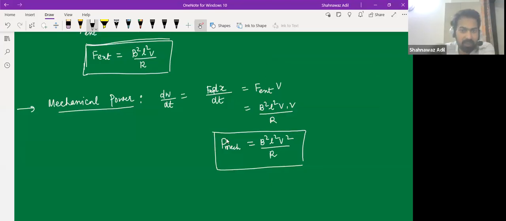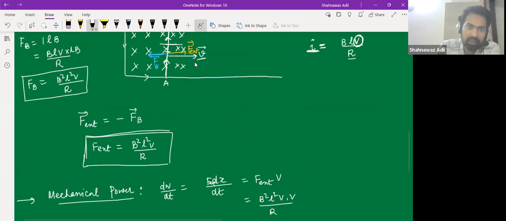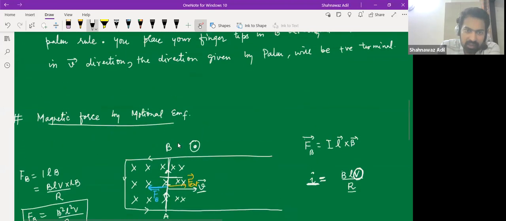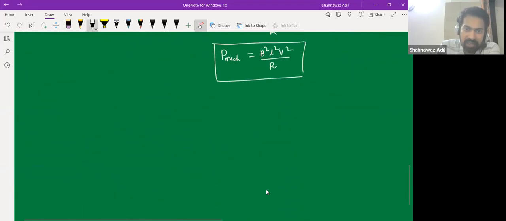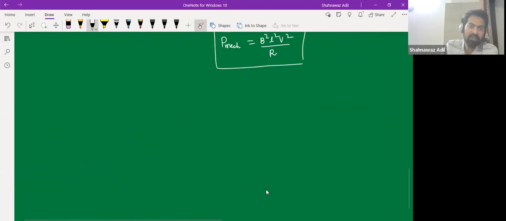So what is this mechanical power? This is the power you are supplying to this circuit, right? Now, what is the electrical power? Electrical power is due to the induced current, right? Electrical power is I square R, right? This is the electrical power.